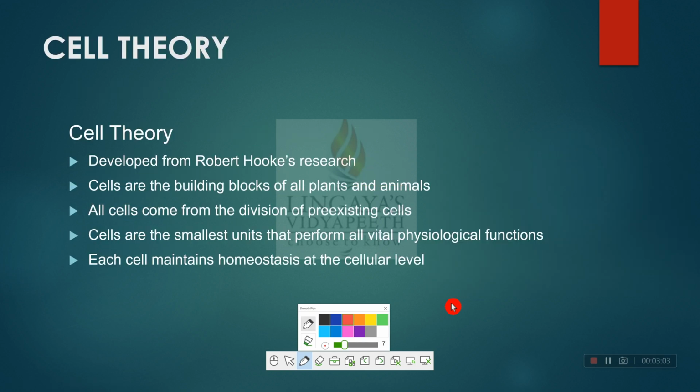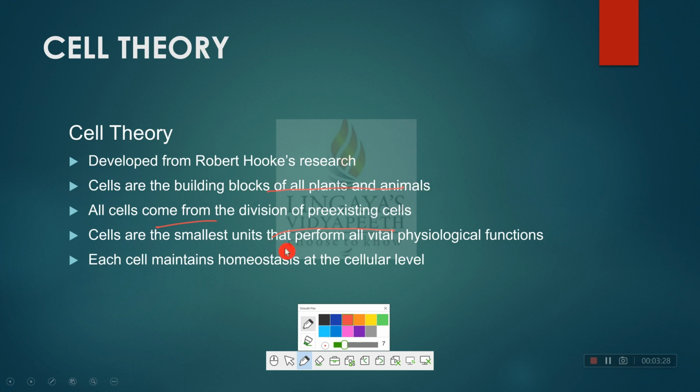Now talking about the cell theory. Cell theory was developed by Robert Hooke. He was a scientist who researched and gave a theory called cell theory. In his theory, he told that cells are the building blocks of all plants and animals. He also told that all cells come from the division of pre-existing cells or the living cell material.